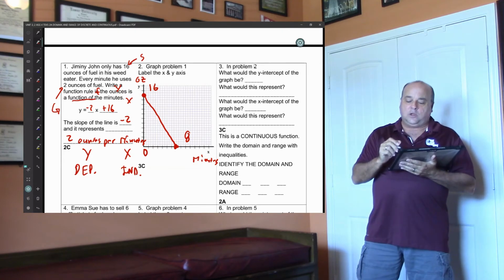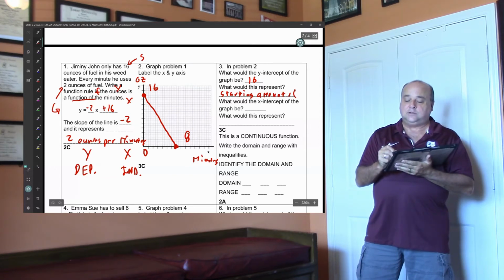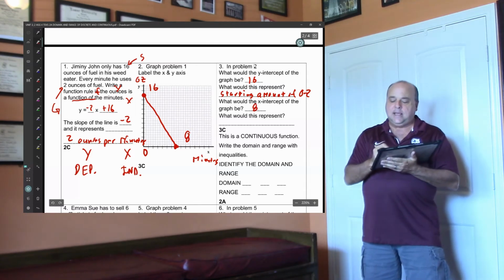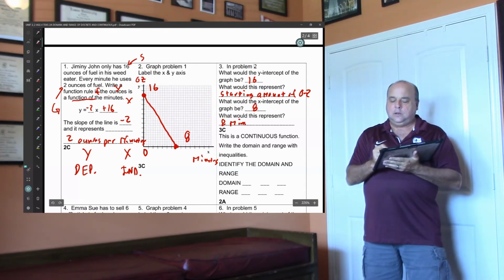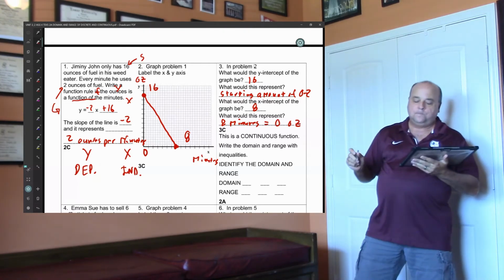Okay, so what would the y-intercept of the graph be? 16. This is the initial amount, right? Or the starting amount. That's your starting number, right? Starting amount of fuel, or starting amount of ounces, right? What would the x-intercept be? It would be 8. 8 minutes equals what? 0 ounces, right? At 8 minutes, you would have no more fuel.